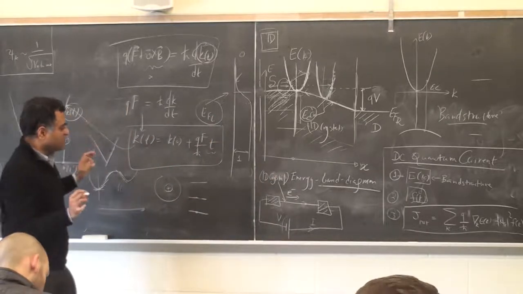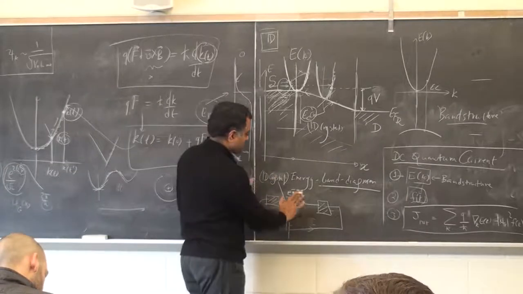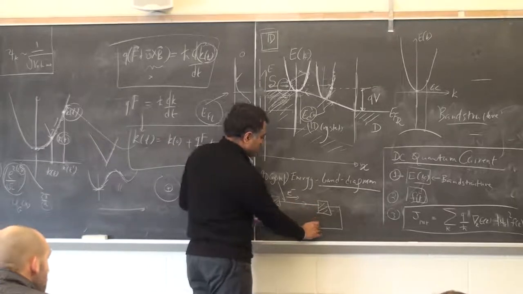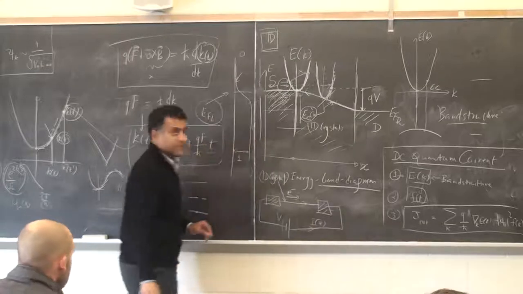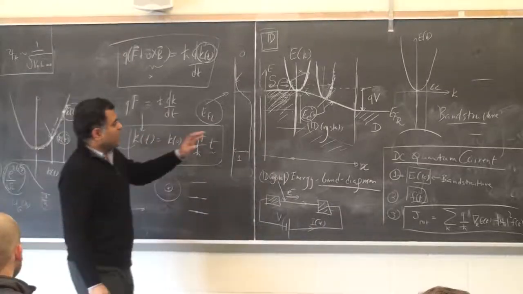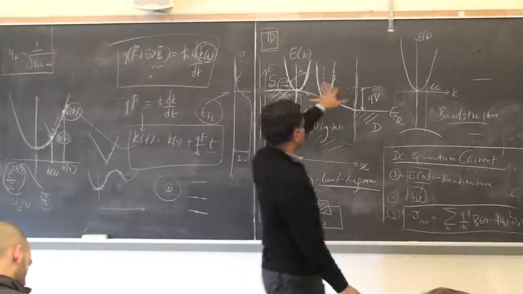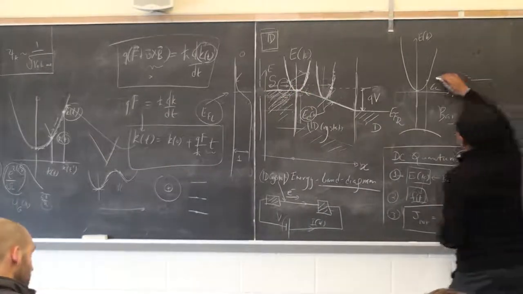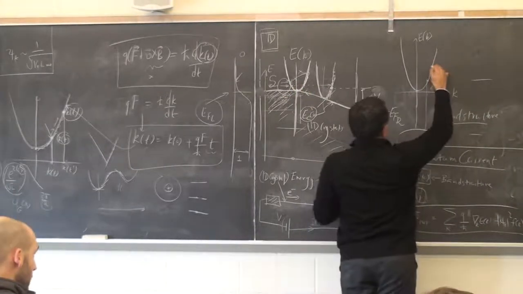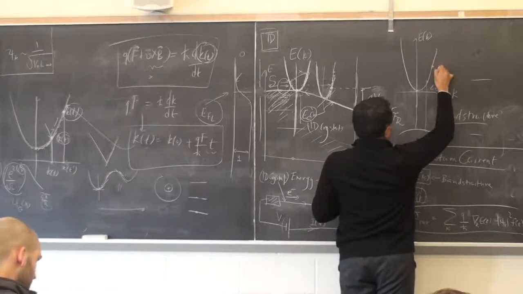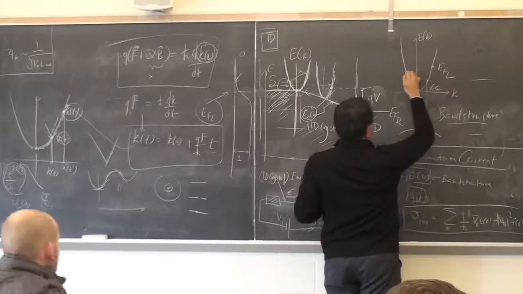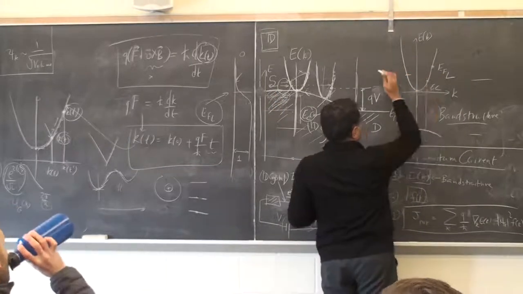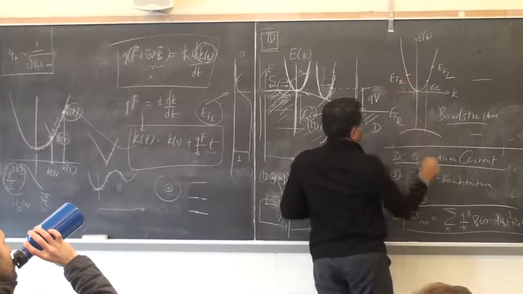So once I apply a voltage and all the transients have died out, what is the net current I'm measuring as a function of voltage? That's what we're asking: I as a function of V. So for the 1D case, what we said was the right-going states have a Fermi level that is that of the left contact, and the left-going states have a Fermi level that's of the right contact.